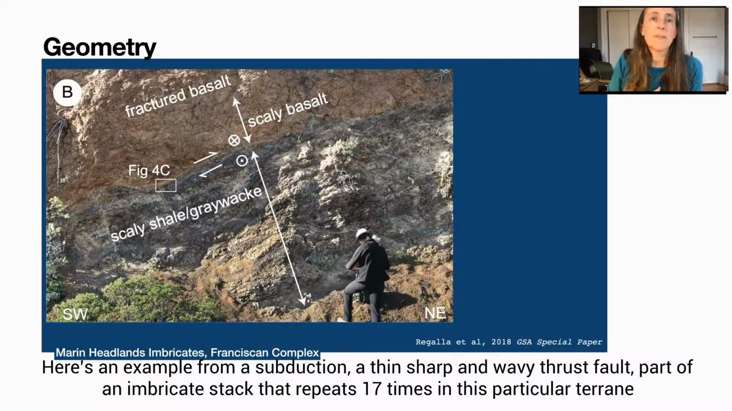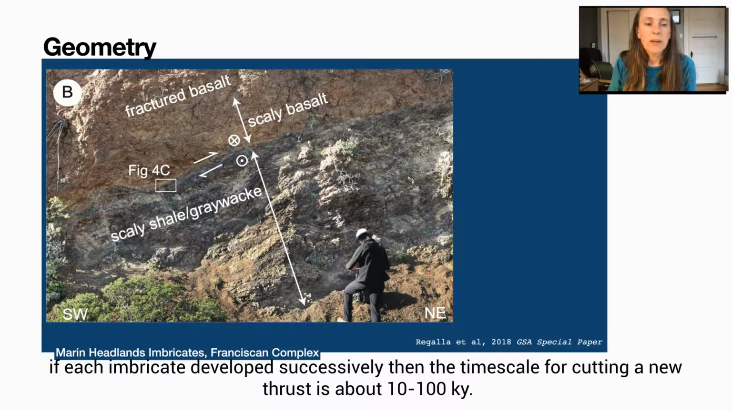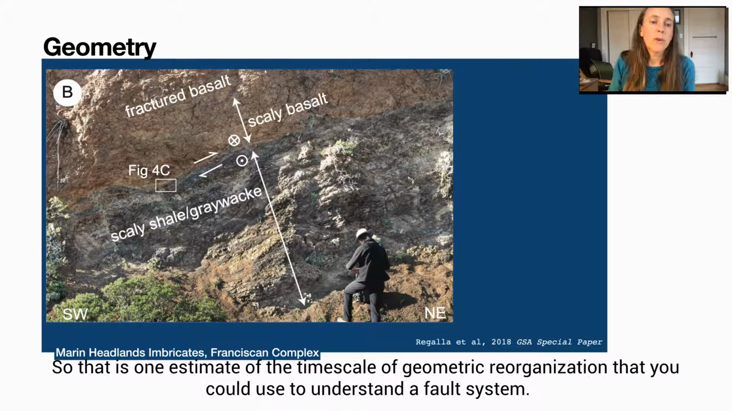Here's an example from a subduction zone, a thin, sharp, and wavy thrust fault, part of an imbricate stack that repeats 17 times in this particular terrain within the Franciscan complex. Based on the age of the involved sediments and the convergence plate rate from global plate models, we estimate that if each imbricate develops successively, then the timescale for cutting a new thrust is about 10 to 100,000 years. So that's one estimate of the timescale of geometric reorganization that you could use to understand a fault system.